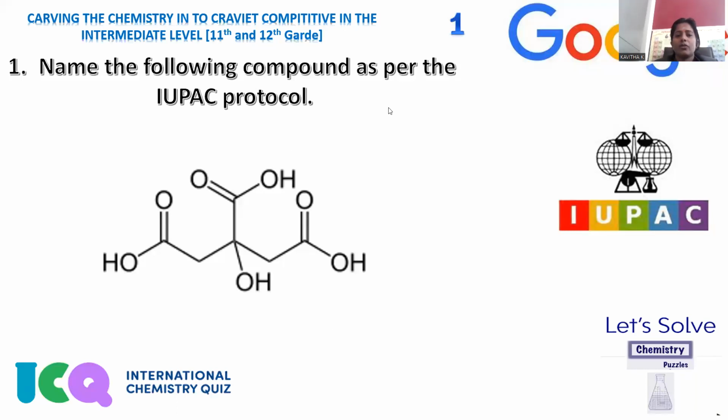Name the following compound as per the IUPAC protocol. IUPAC stands for International Union for Pure and Applied Chemistry. Here is the compound which has a carboxylic acid on one terminal, a carboxylic acid on the other terminal, and even the central carbon has a carboxylic acid. There are three carboxylic acids in the given compound. How can we assign the name for this?